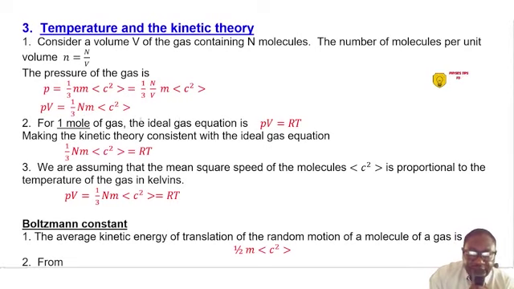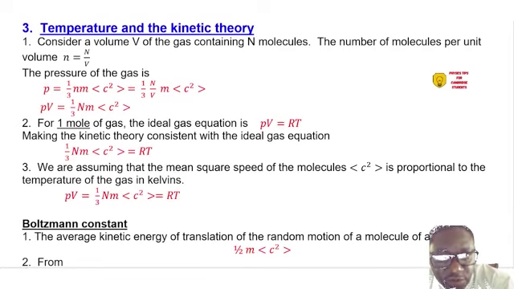For 1 mole of gas, the ideal gas equation pV = RT, that's the equation of state. Making the kinetic theory consistent with the ideal gas equation, we are going to have 1/3 Nmc² equal to RT. This N here, strictly speaking, should be the Avogadro number of particles, so this should be N subscript A. That's the one that is equal to that. We are assuming that the mean square speed of the molecule c² is proportional to the temperature of the gas in kelvins in this case.